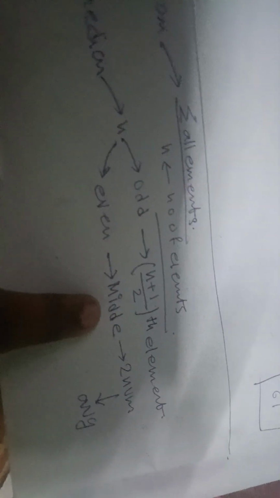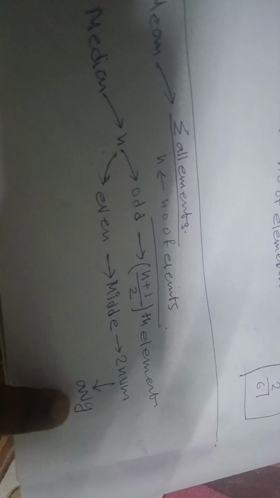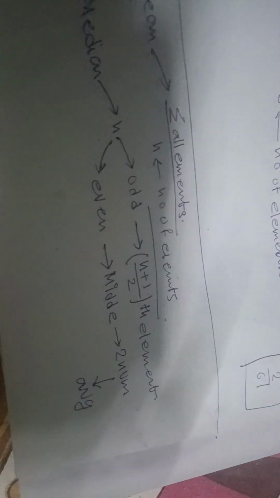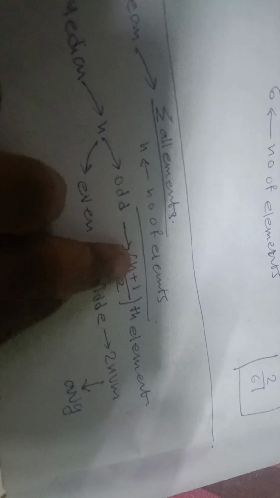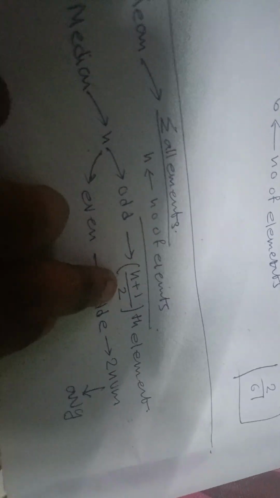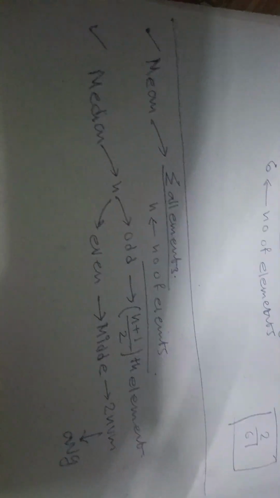For even, you have to take the middle two numbers and find the average of them. And for odd, what we have to do is take the number of elements, add 1, and divide by 2. That observation is our answer. That was the summary, and let's end this.